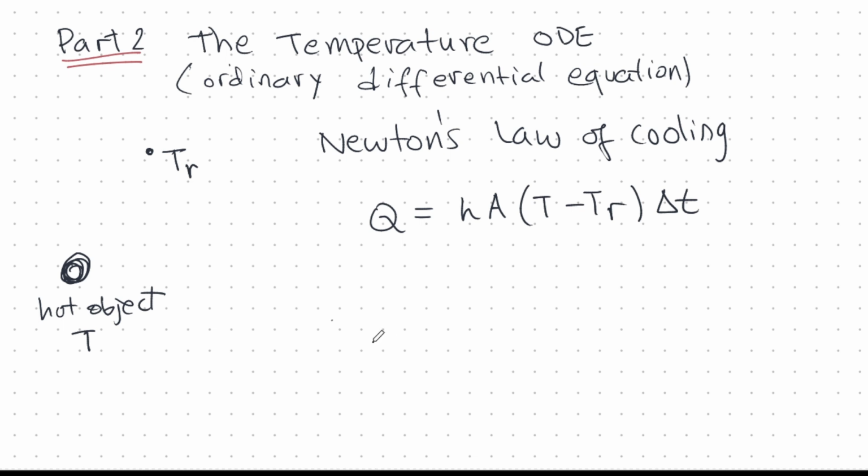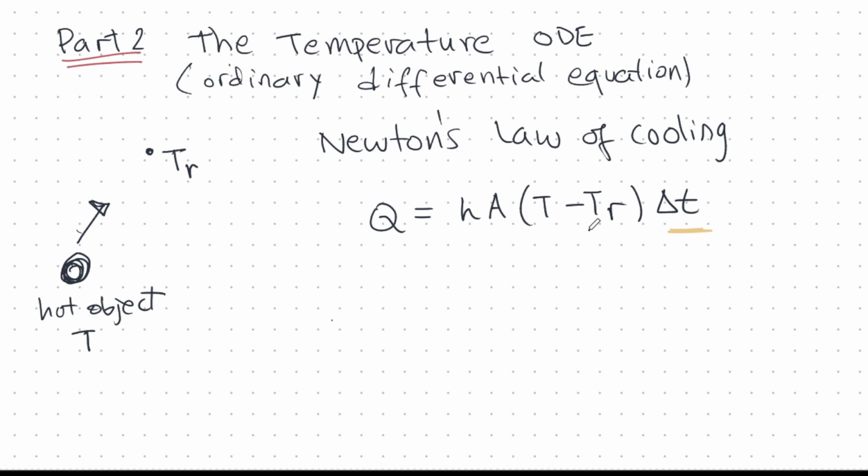Q is h A times (T minus T_R) delta t. So for a small time delta t, the amount of heat coming out of this and going into the room is proportional to the temperature difference, T minus T_R. So the bigger this difference, the more heat is moving into the room.